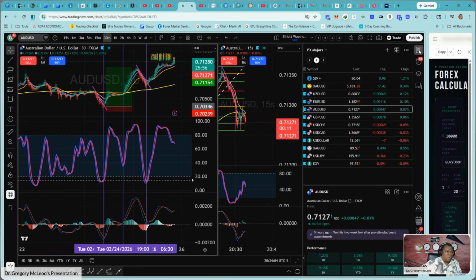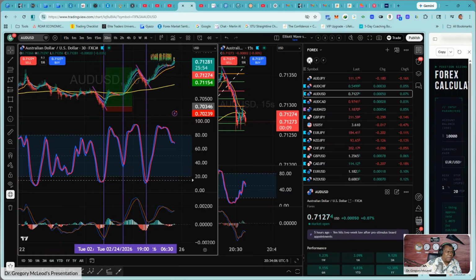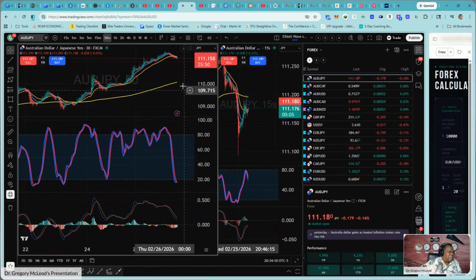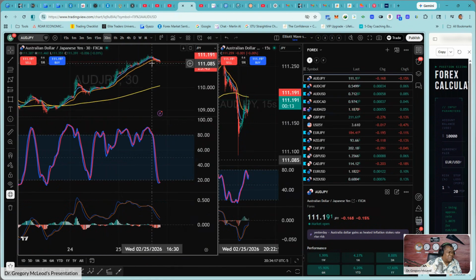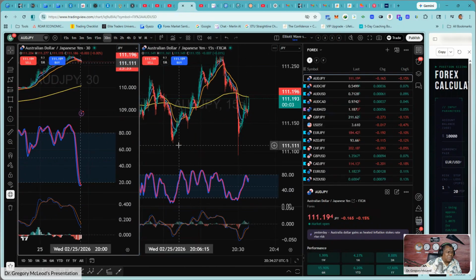All right, let's check the cross rates. Oh, the yen didn't really help. It was nice from 10 a.m. all the way up until 16:30, the 4:30. And it's been dropping ever since.